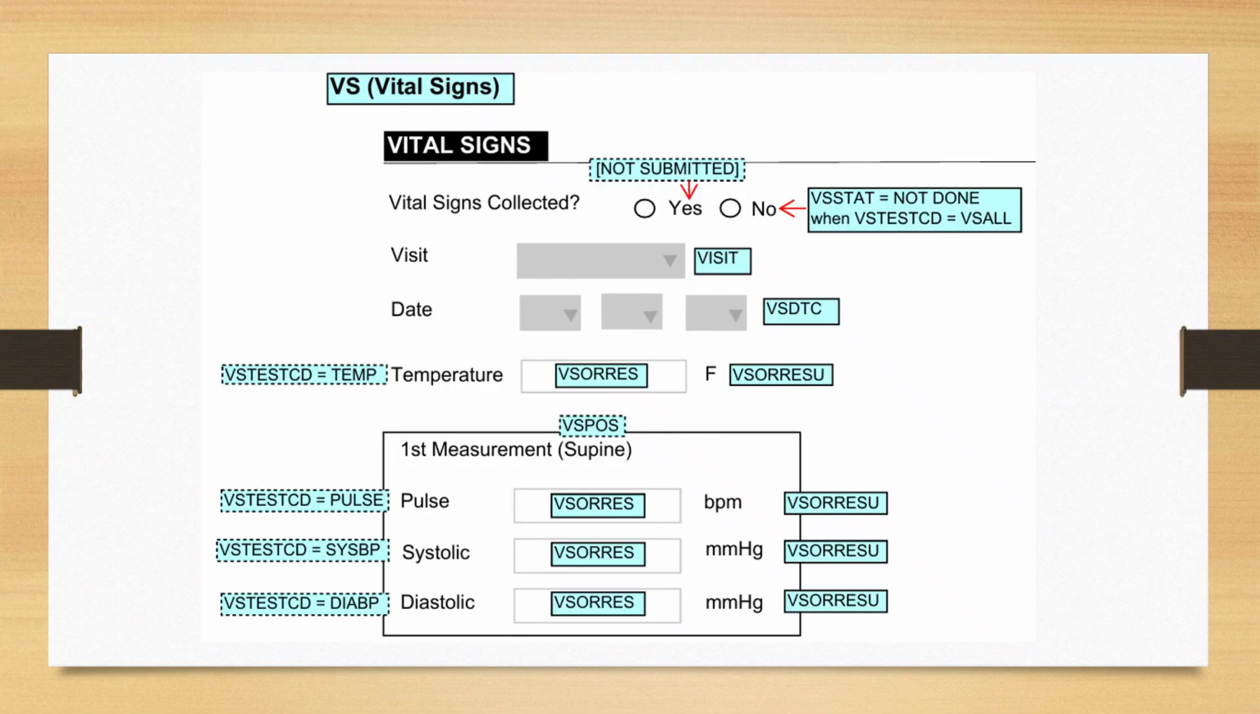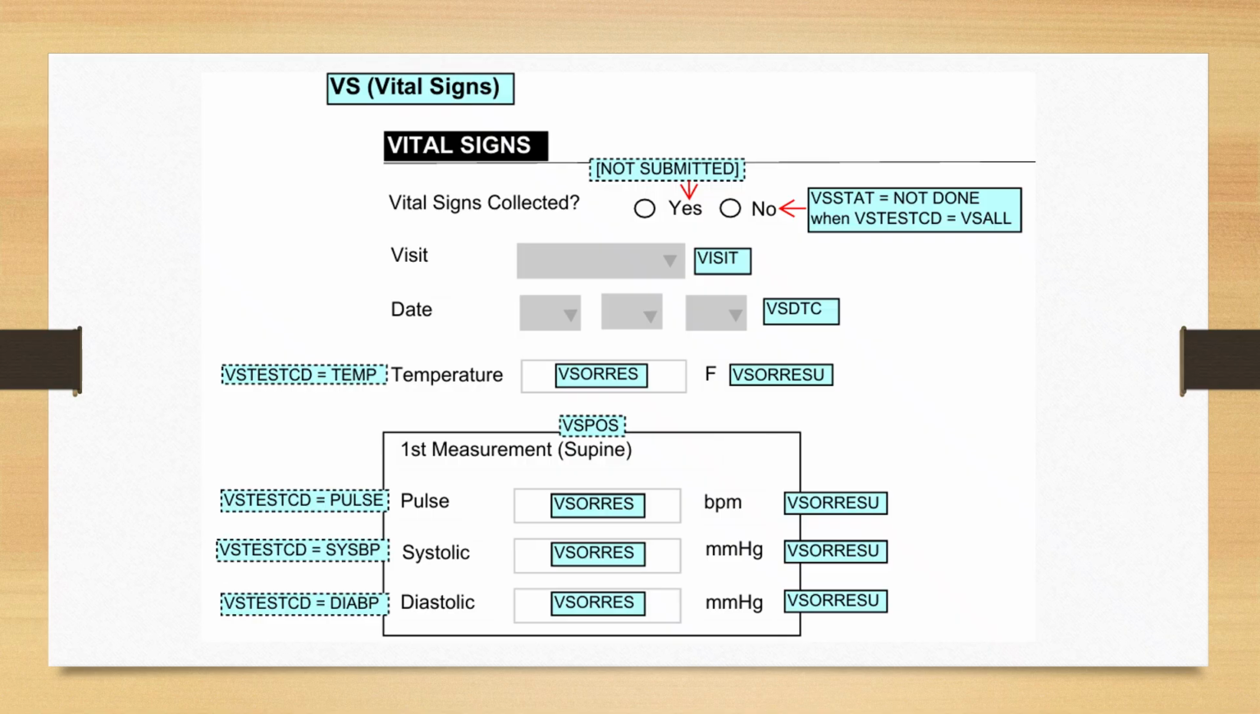Right now, I'm showing you the CRF form, that is the annotated CRF from one of the studies for the vital signs. In this form, we can see that the vital signs form has a question about whether the vital signs were collected, with a response of yes or no. If the vital signs were collected, then we will have the information which is the visit, date, and the respective vital signs parameters, which are the temperature, pulse, and the BP, systolic and diastolic blood pressure being measured.